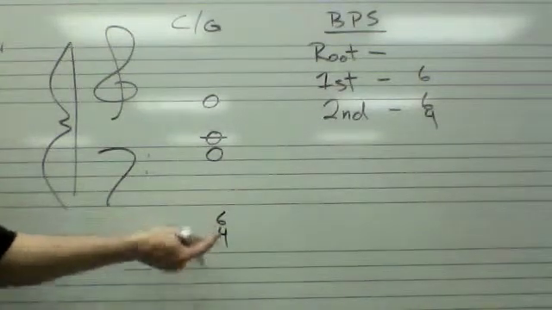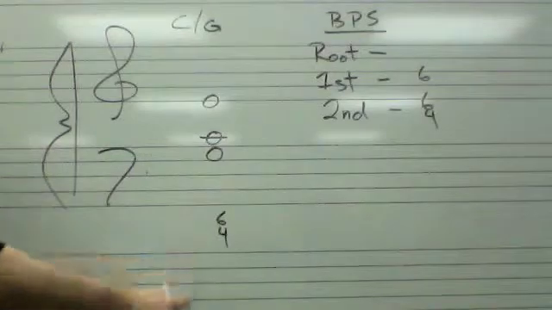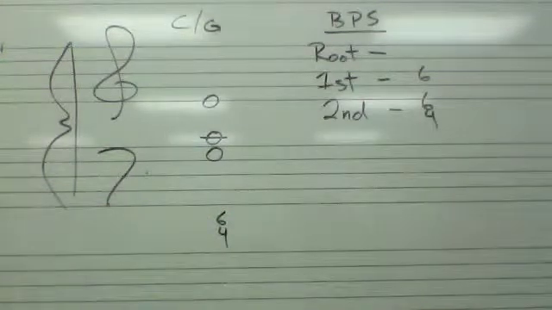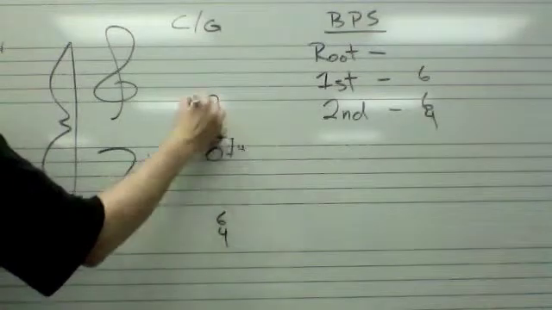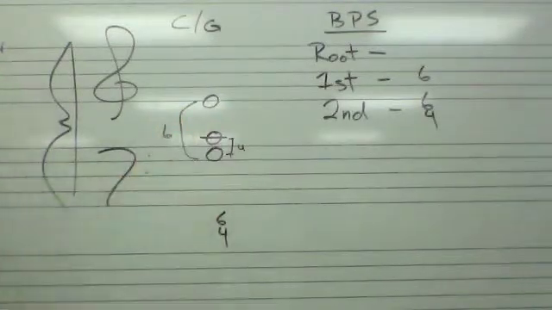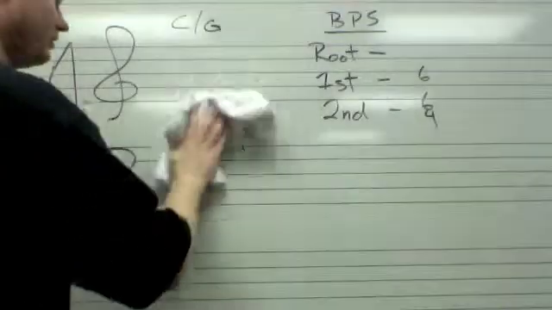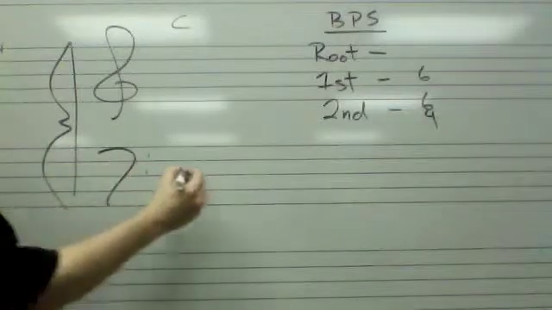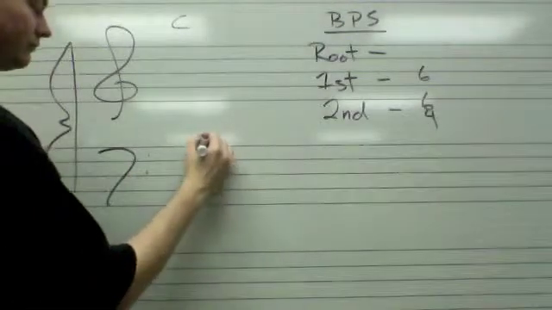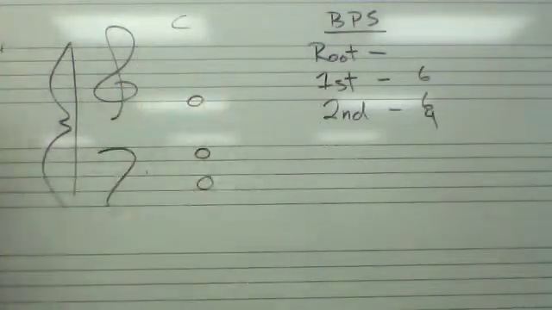Because there's a 6 and a 4, it's telling you that there's a 4th and a 6th in this chord. Here's the 4th. Here's the 6th. They're both there. Let's rearrange the notes and make a root position C major. So this is a root position C major triad.